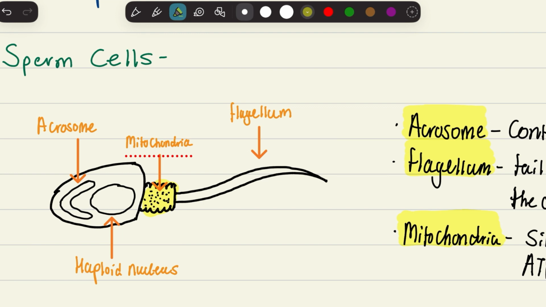Then you have the head. One important thing about the head is its shape, so it's streamlined. That will help it to move through liquid as it's going towards the egg cell. You can also see in here it's got its haploid nucleus containing half the number of chromosomes. We're going to talk about why it has half the number of chromosomes in a bit. And you've got an acrosome. So we're going to talk about definitions now, but you've seen the sperm cell there.